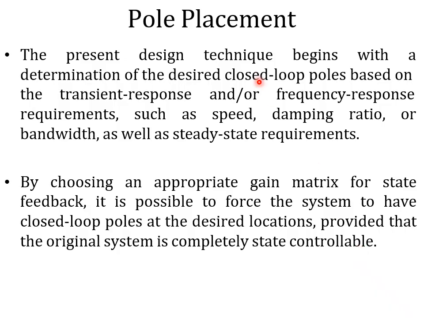Therefore, the design techniques used for the determination of the closed loop poles depend on the transient response or frequency response, such as response speed, damping ratio zeta, or bandwidth, as well as steady state requirements, the requirements for the steady state error and the steady state settling time. By choosing the appropriate gain matrix for the state feedback, it is possible to force the system to have closed loop poles at desired locations required by the system response or the frequency response. And the original system must be completely state controllable for applying this method.